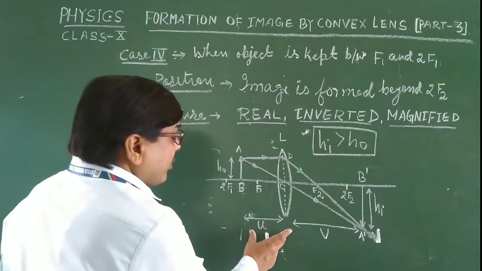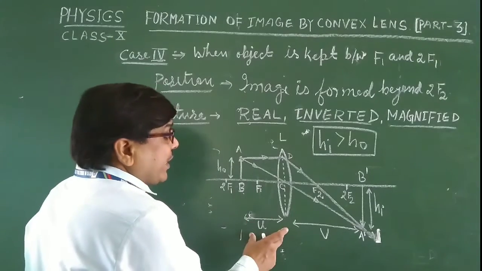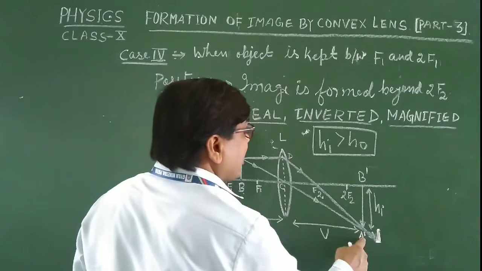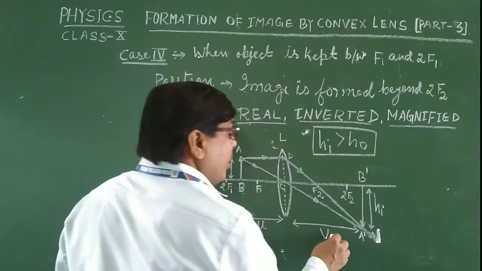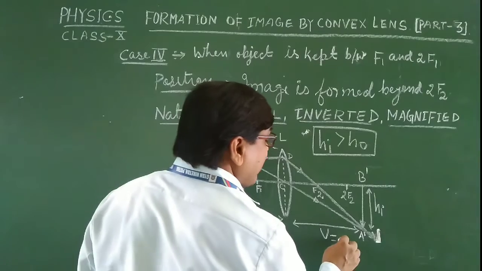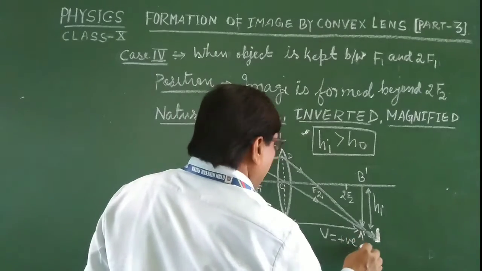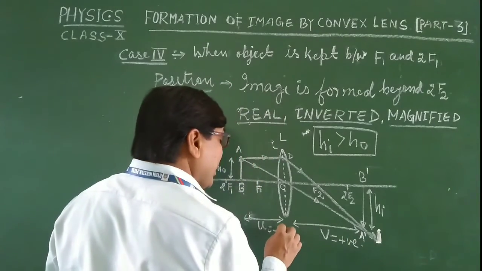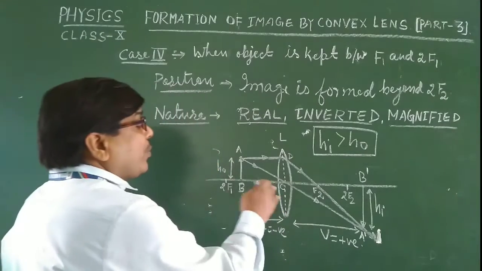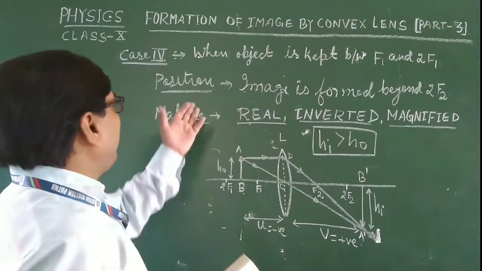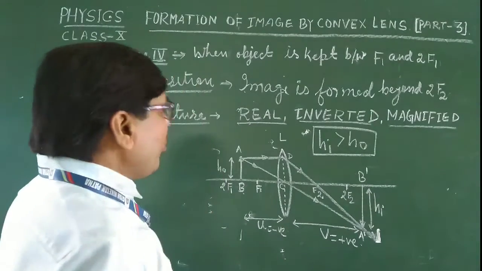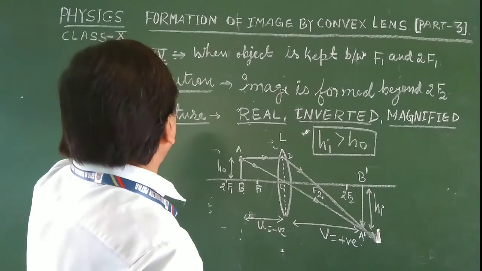This is U, the object distance, and this is the image distance, the distance of the image from the optical center, which is taken positive in this case. The object distance is always taken negative from the optical center. So this is the formation of image in the fourth case. We will discuss the next case, the fifth case.